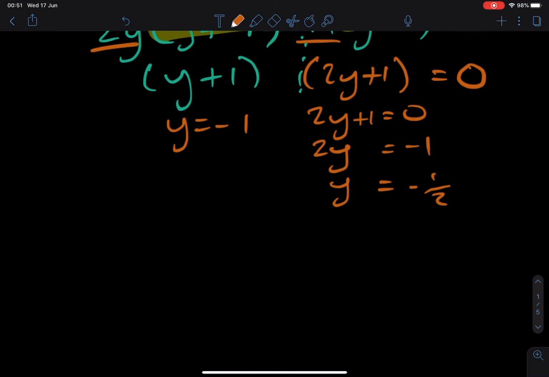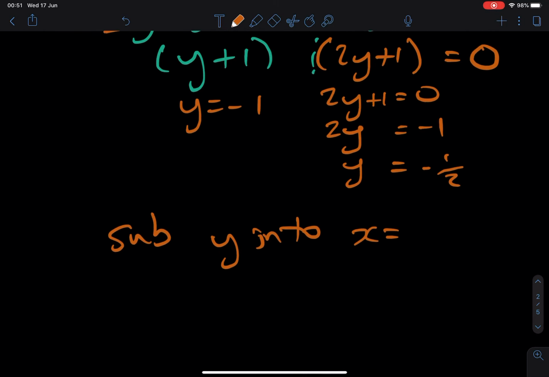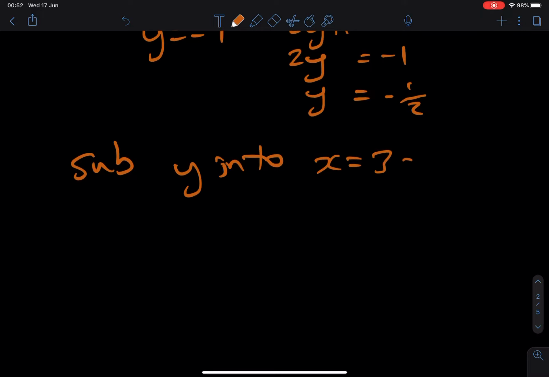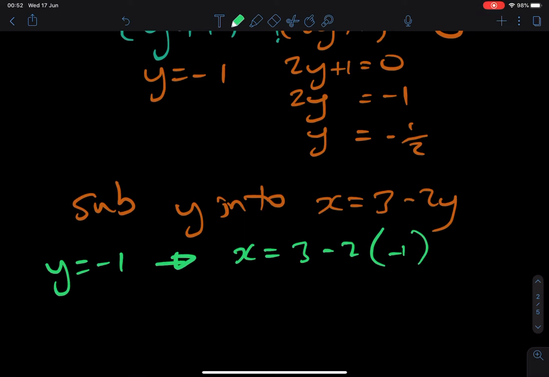So all I'm going to do is substitute y into x equals to, what is it? 3 minus 2y. I'm going to do it twice. One with y equals minus 1. So x is equal to 3 bracket 2 times minus 1. And let me expand this bit first. Minus 2 times minus 1 is positive 2.